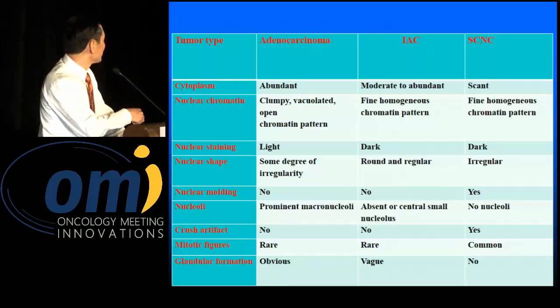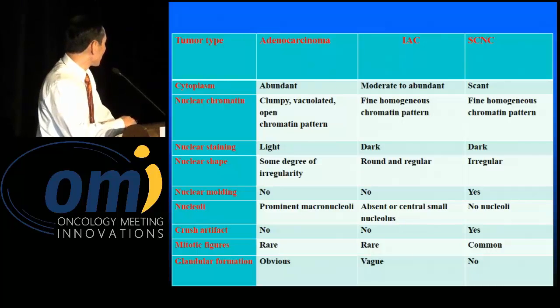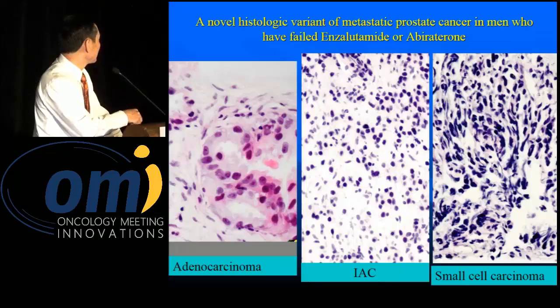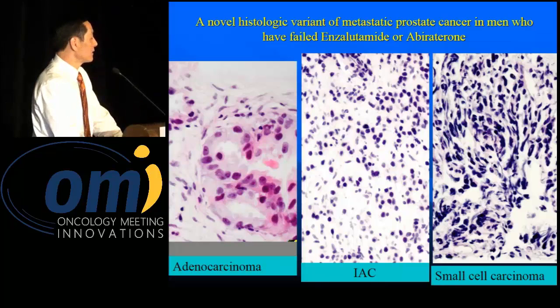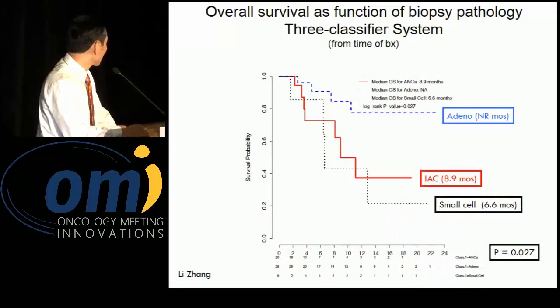And here are the morphological features of these three different tumors. I'm not going into detail because most of you are not pathologists. You wouldn't be interested in them. But anyway, here are three representative pictures of these three tumor types: adenocarcinoma, small cell neuroendocrine carcinoma, and this intermediate atypical carcinoma, as named by Eric Small.